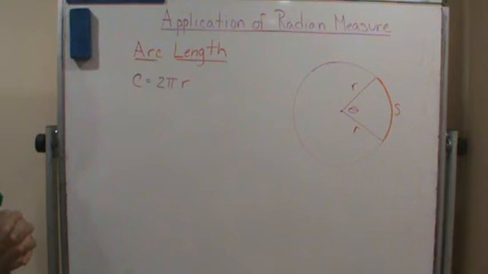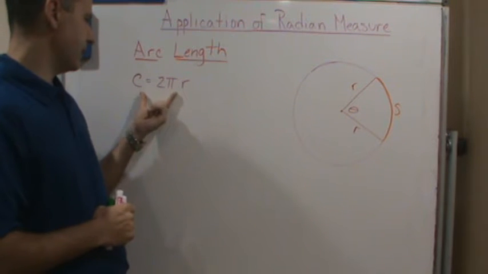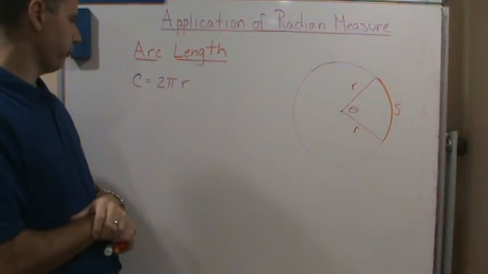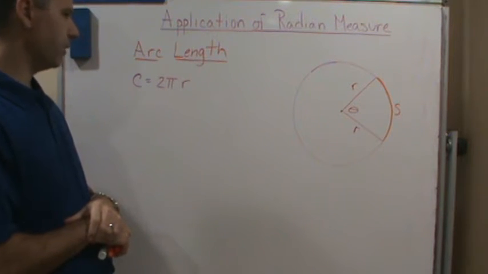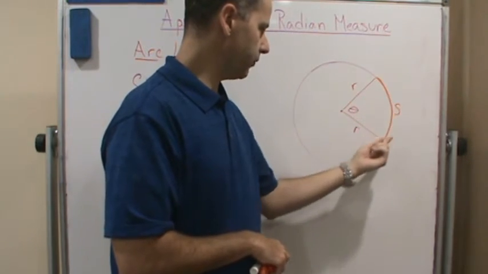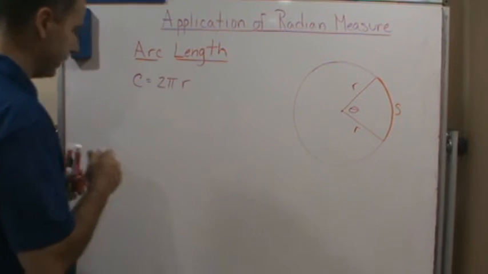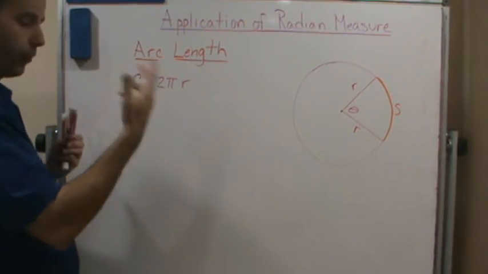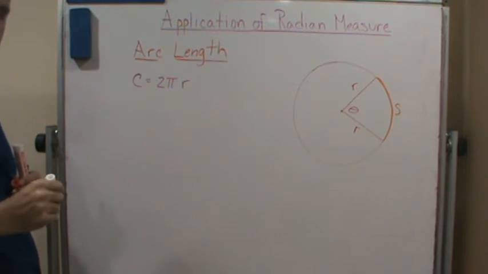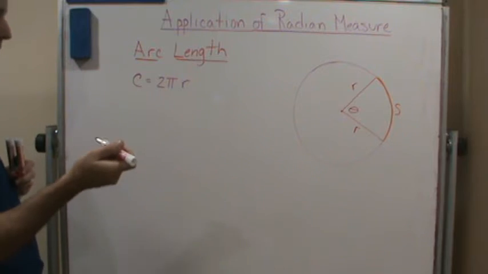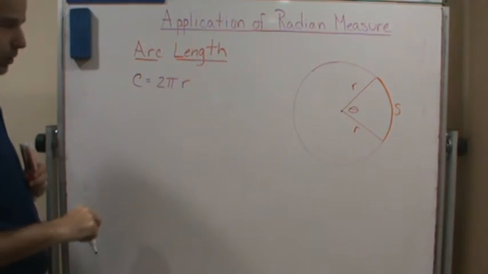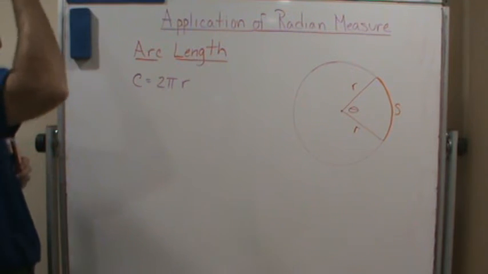So if we know that 2 pi r is the total circumference of the circle, and we want to take a fraction of that circumference, we want to know what fraction of the circumference is S. S is going to be a fraction of the circumference based on what fraction of the total 360 degrees, or in this case 2 pi. What fraction of the total circle is taken up by this piece of the circle? What fraction does that make up?